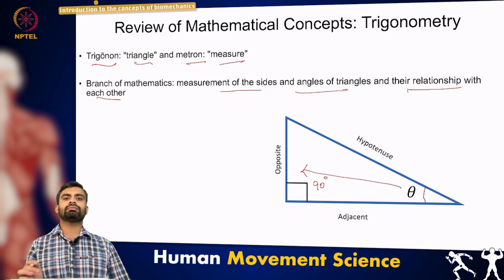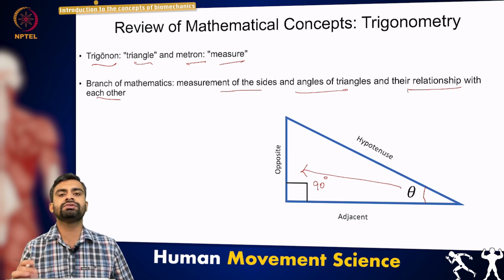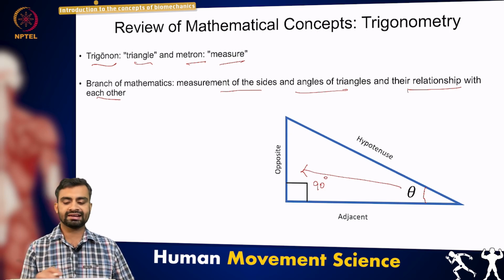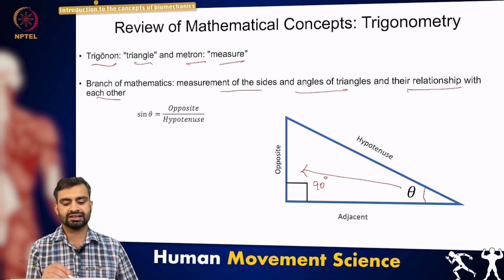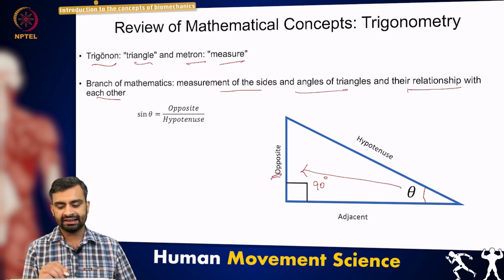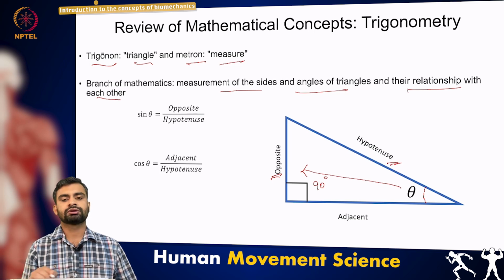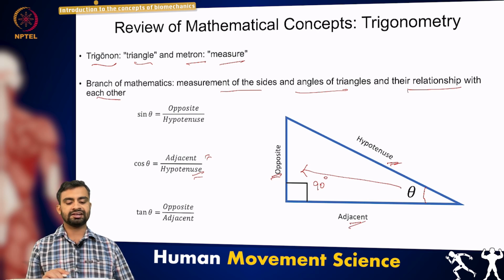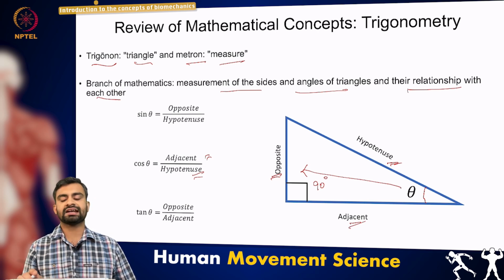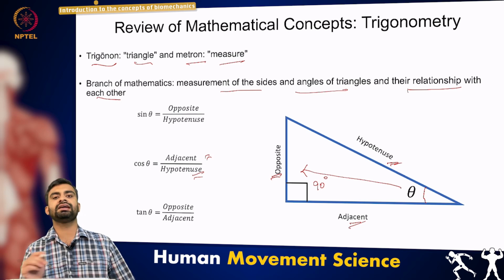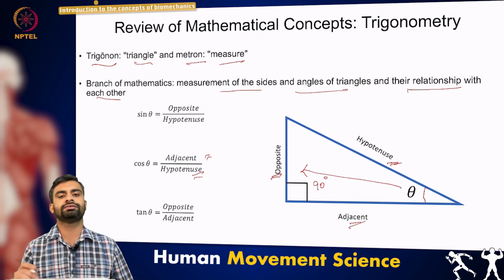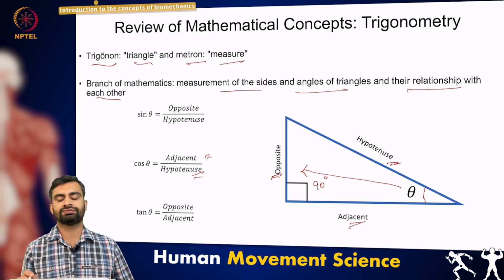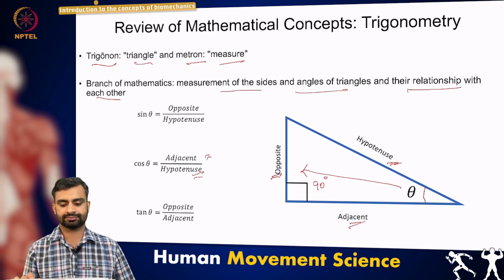The main trigonometric identities which we will use repeatedly in this course, in particular biomechanical analysis, are sine theta, which is nothing but the ratio between the opposite side and the hypotenuse. Cosine theta is the adjacent side by the hypotenuse, and tangent theta is the opposite side by the adjacent side. These are very helpful trigonometric identities which we will be using over and over again during this section of the course on human movement science.